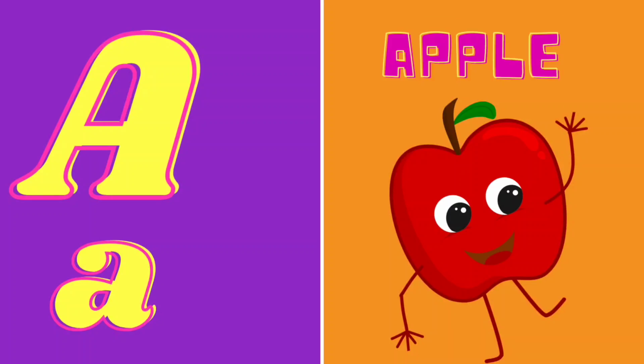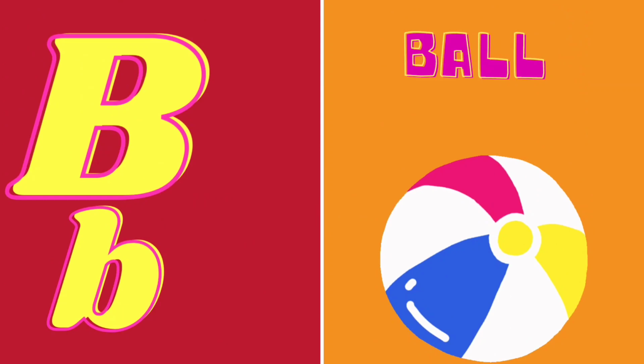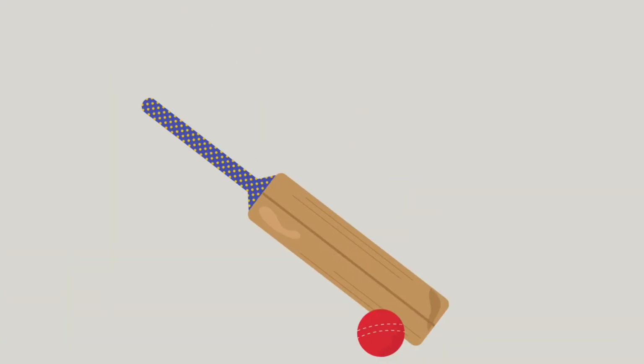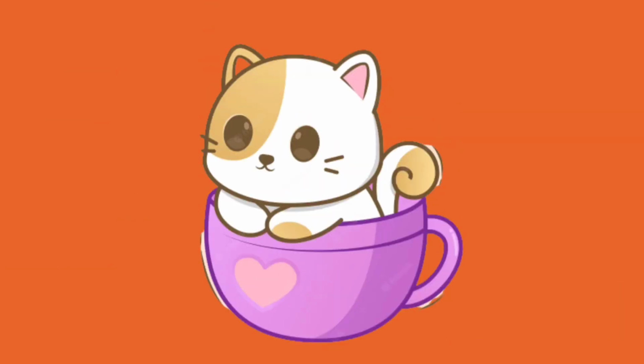A for apple, A for ant, apple ant. B for ball, B for bat, bat ball. C for cup, C for cat, cup cat.